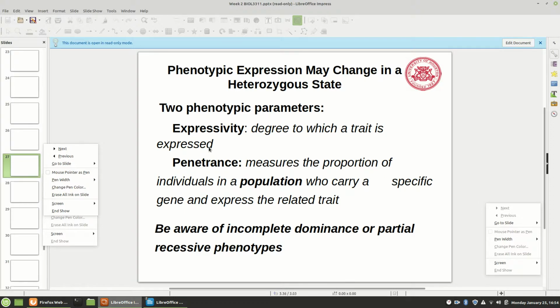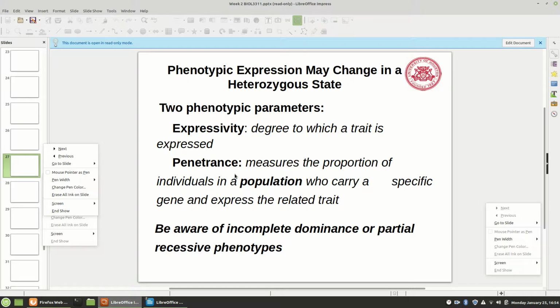Expressivity is the degree to which the trait is expressed. Penetrance measures the portion of individuals. So this would be like, all right, how red is your hair? So expressivity, maybe you have the gene for red hair, but how red is your hair? There are people with really bright red hair, and then there are people with some darker, less bright red. Well, that would be the expressivity. In other words, it shows up to a greater extent in that one individual.